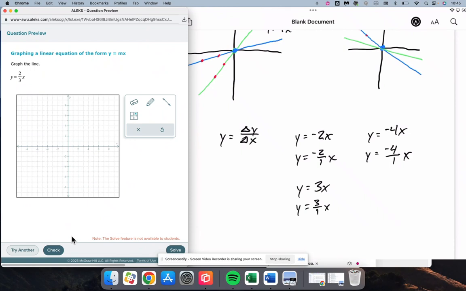y equals 2/3 x. I'll do a few more since I didn't notice that there was going to be fractions in here. So this tells us the change in y is 2, the change in x is 3. This is positive, so it says to go up 2 and to the right 3. So again, beginning at the origin, up 2 to the right 3. Up 2 to the right 3.